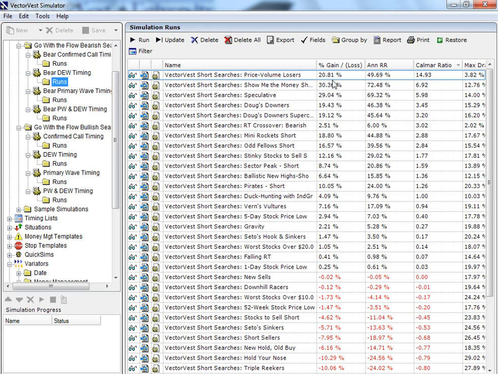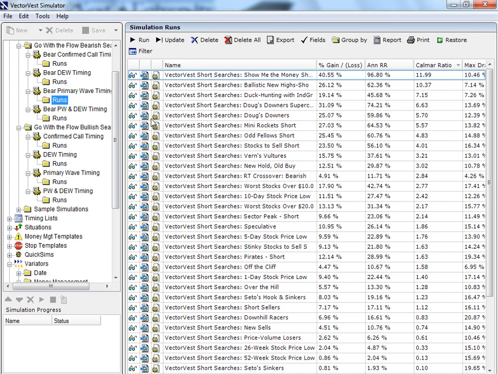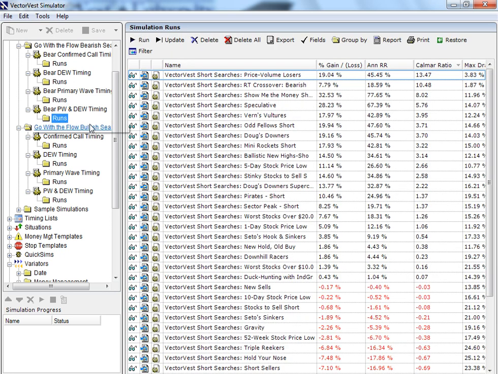Best performance at 20%, and again, fewer winners. Primary wave, lots of nice winners here. I have a 40% gain. Show Me the Money short again. And if I look at a combination of primary wave and DEW, again, fewer winners, but my best performer up here at 19%. I do see Show Me the Money short again with a 32% gain, although it suffered an 11% drawdown on this time frame.